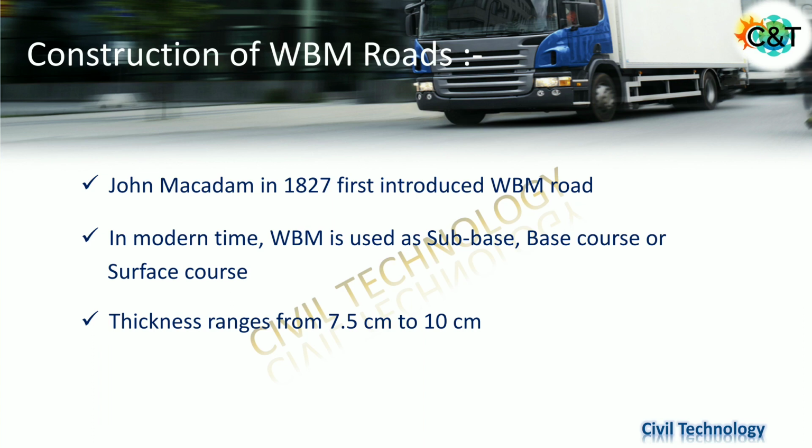If we talk about thickness, then WBM road thickness ranges from 7.5 centimeter to 10 centimeter, depending on the size of aggregate used in a WBM road. If you saw the first video, you can easily connect it. There we saw the different grades of the materials, and accordingly the size of the aggregate also changes. As the size of aggregate changes, the thickness of the WBM road also changes.